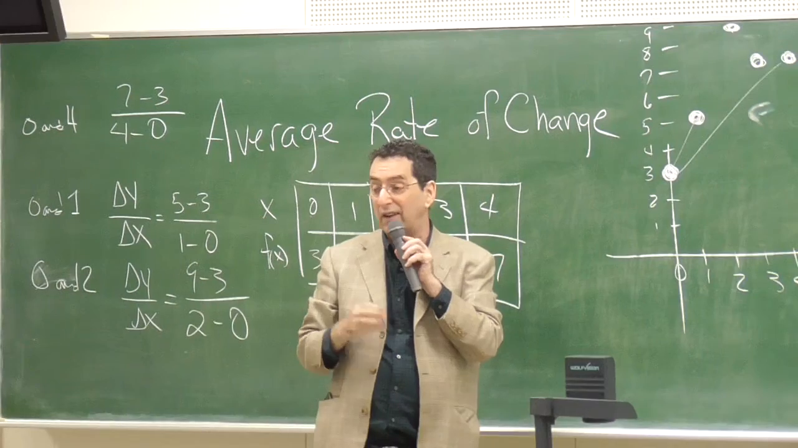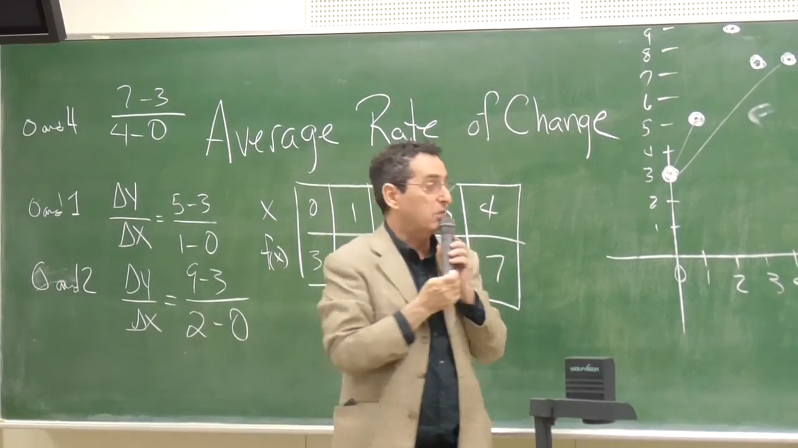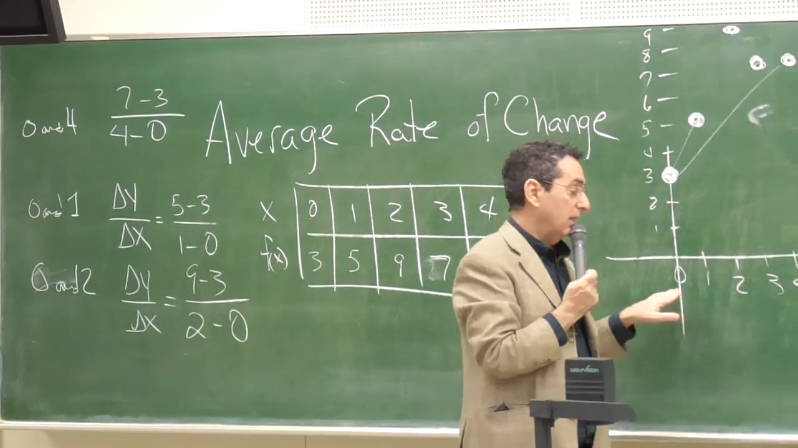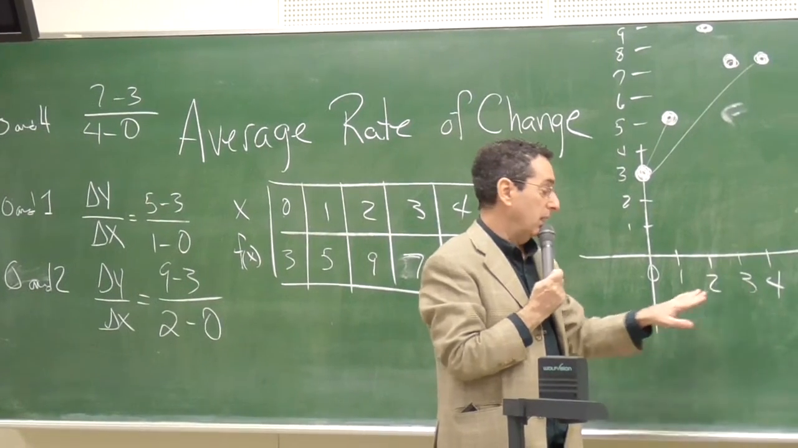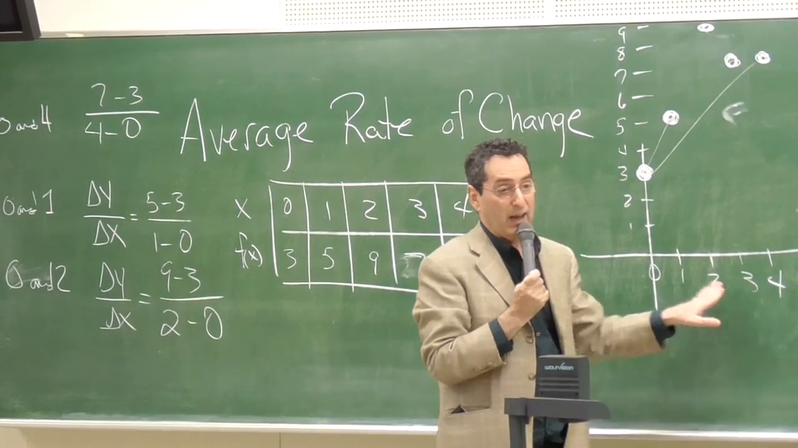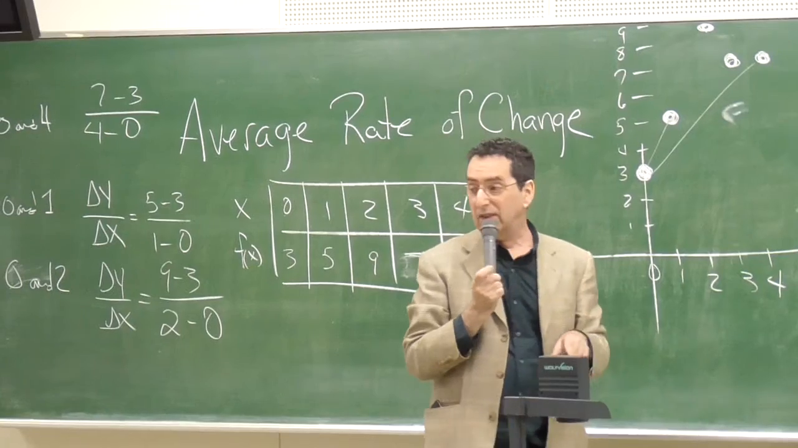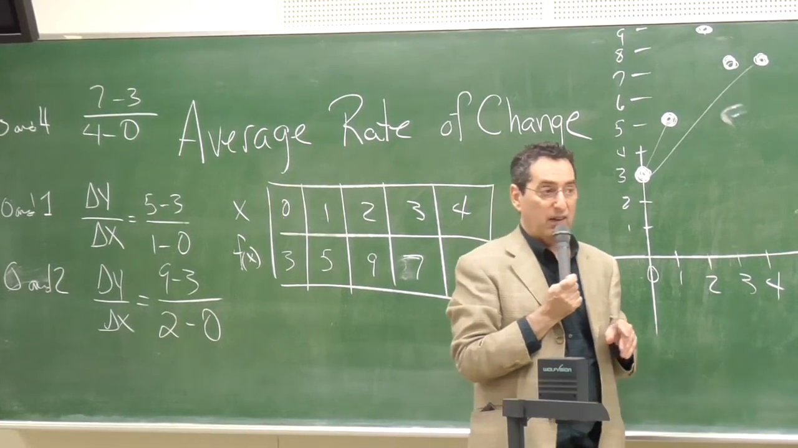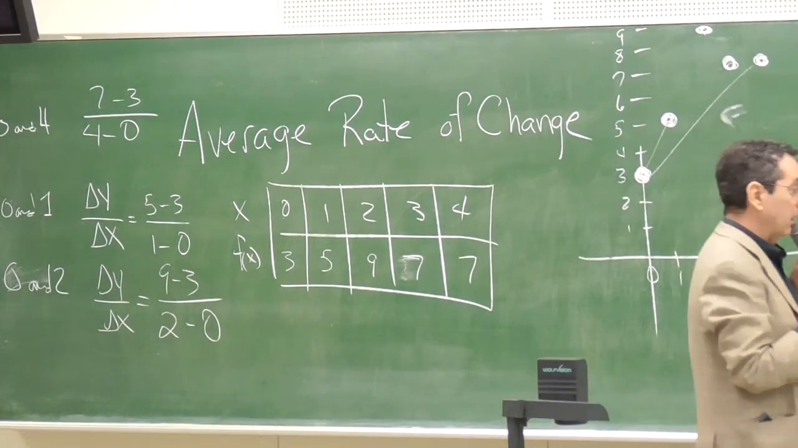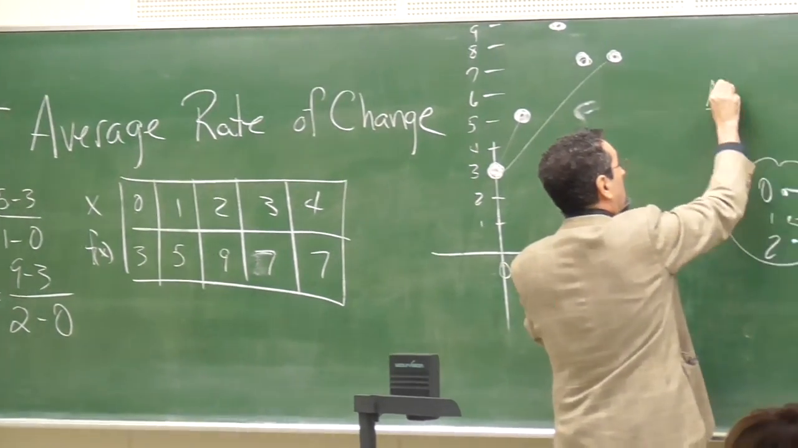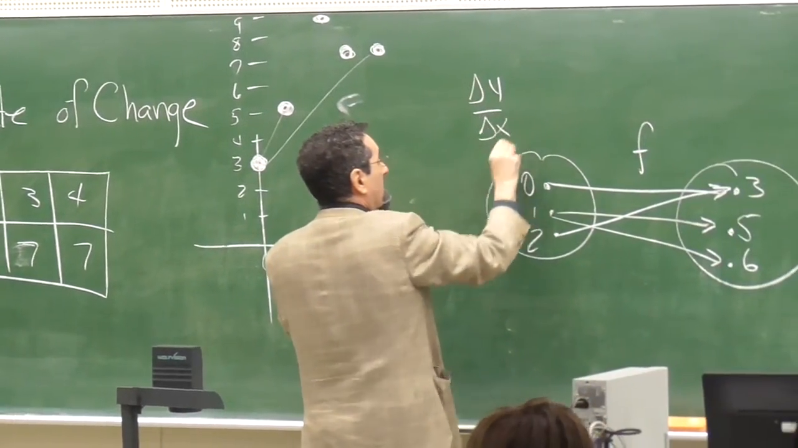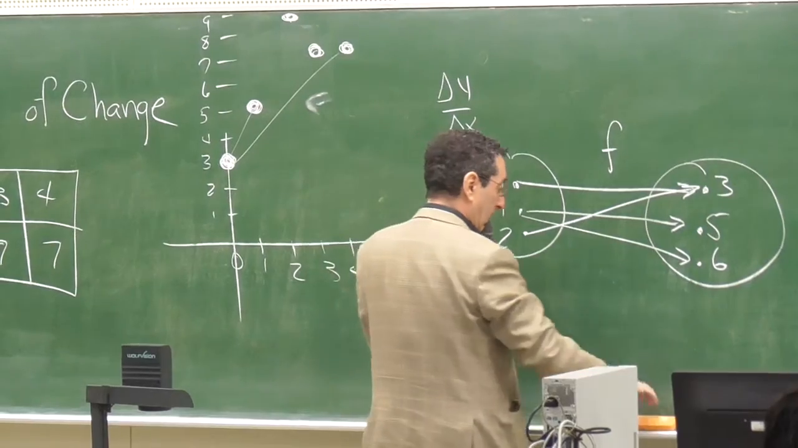Those are called the different average rates of change. The average rate of change between 0 and 4. The average rate of change between 0 and 3. The average rate of change between 1 and 4. All those things are called the average rate of change. So the average rate of change means just delta y over delta x. Okay, so we have that concept.